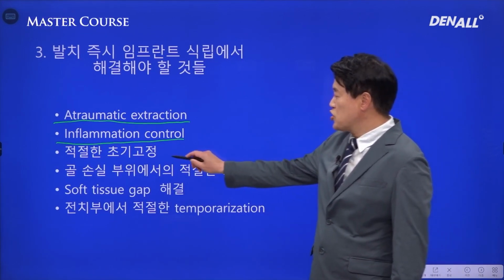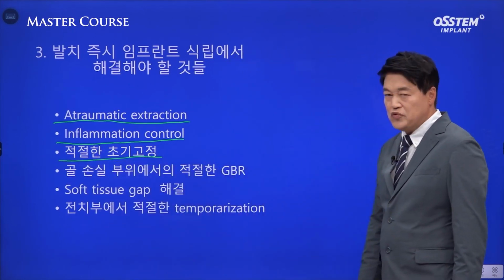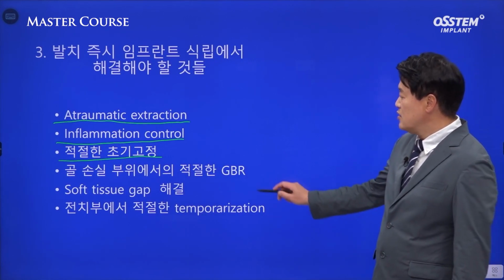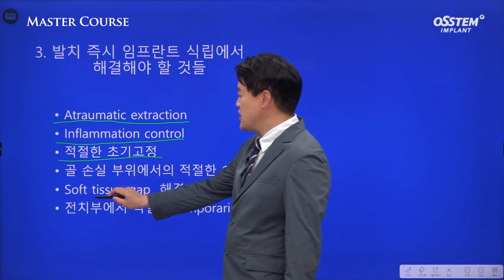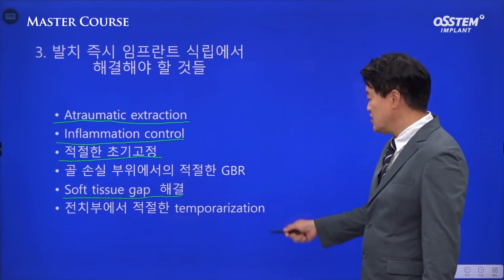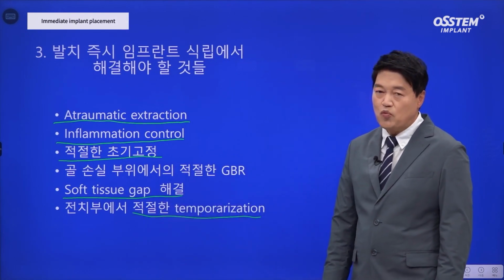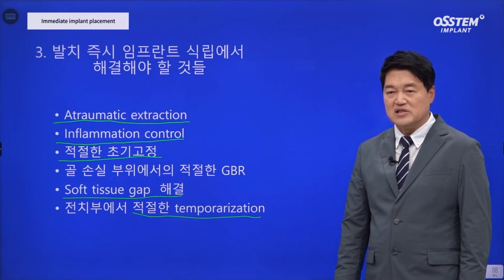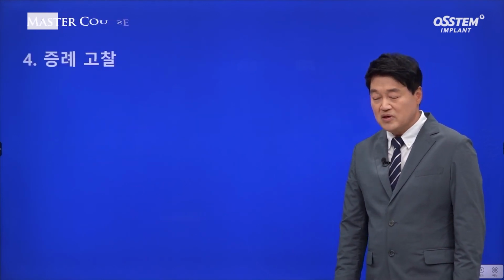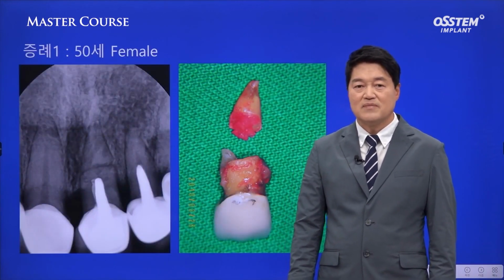In the case of immediate implant placement, because there's no lateral wall, in order to get sufficient primary stability, you need to pay a lot of attention to that. As mentioned, in bone defect, appropriate GBR is necessary for success. You also need to manage soft tissue gap, and appropriate provisional needs to be provided in the anterior case. Specific details will be shared in offline course. Let me close my lecture by sharing a couple of cases.